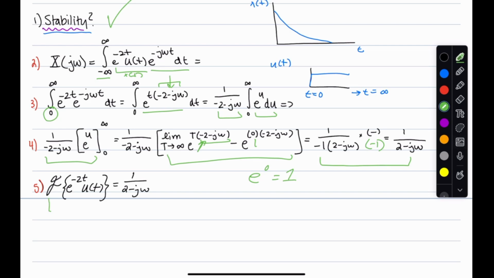And number 5 here puts it all together. The answer to our Fourier transform of e to the negative 2t u of t is 1 over 2 minus j omega. So that's a very basic integral, one of the most basic Fourier transforms you can do, but really does underpin quite a lot.